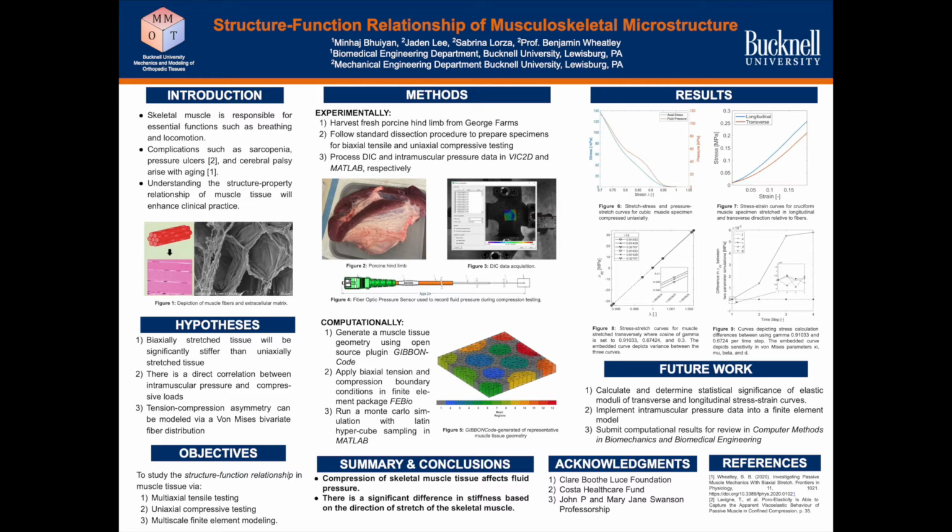For the experimental portion involving muscle tissue, fresh porcine hind limbs were obtained from a local farm. The tissue was promptly dissected in order to avoid effects of rigor mortis into two different sample types. For the tensile tests, cruciform-shaped samples were prepared, and for the compression tests, cube-shaped samples were prepared.